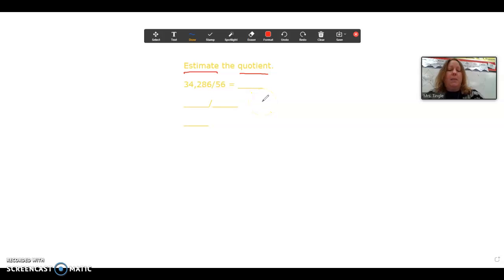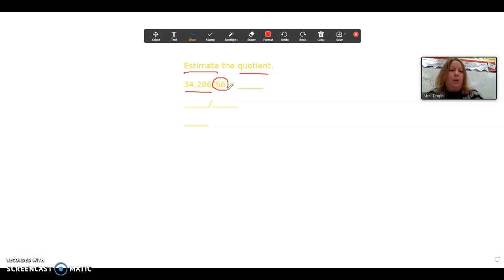When we're estimating, the very first thing we want to do is we want to round. And let's not start by rounding 34,286. No, let's not do that. Let's make it as easy on ourselves as possible. Let's start by rounding the 56.